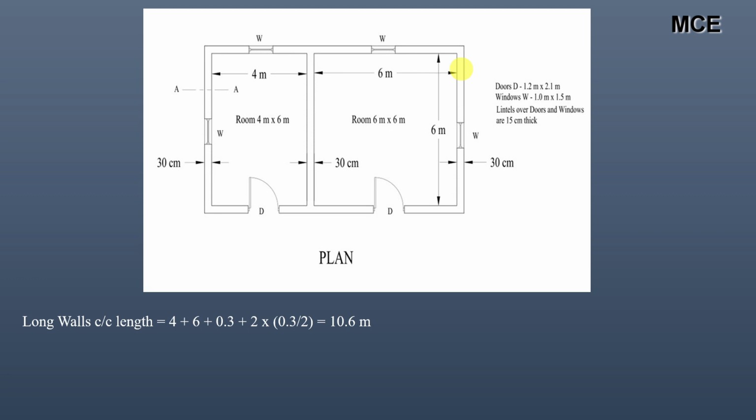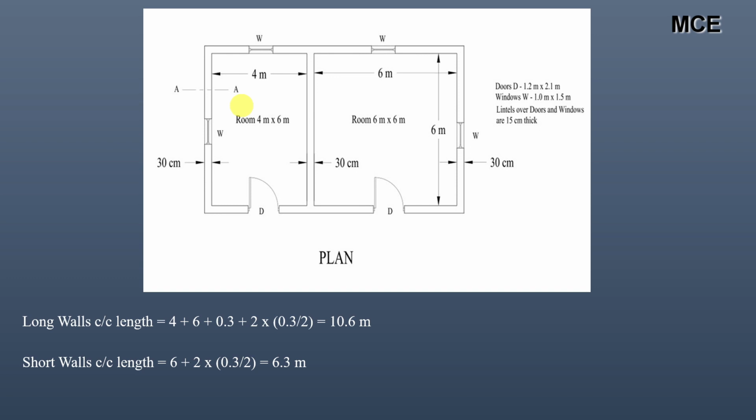Similarly, center to center length of the short wall, since the breadth of the room is 6 meters, will be 6 plus 2 times 0.3 divided by 2, which is 6.3 meter. So for long wall, center to center length is 10.6 meter, and for short wall, center to center length is 6.3 meter. After finding the center to center length of long walls and short walls, we can now apply the method of long wall and short wall to find the required quantities.